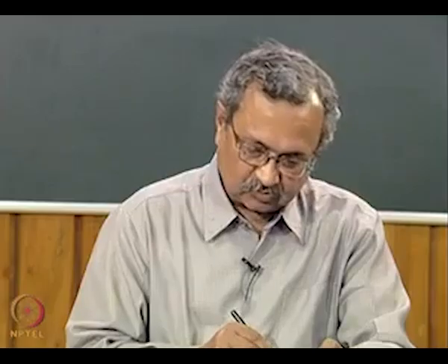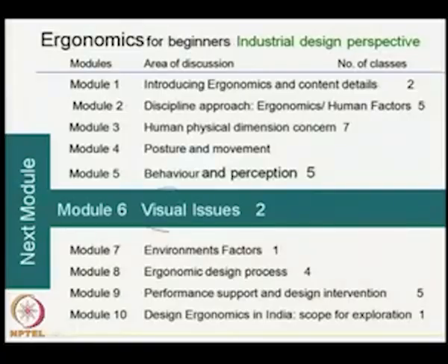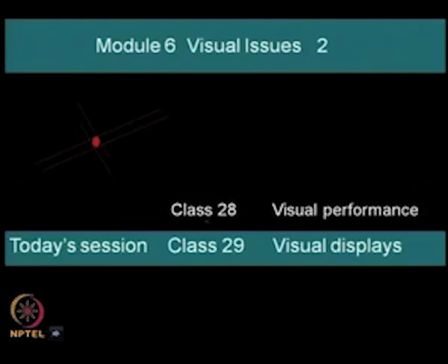So, welcome to this 29th session of Ergonomics for Beginners: Industrial Design Perspective. Today's module, visual issues within the two specific classes. Class number 28, last time we discussed some basics of visual performance, and today's session is class number 29, the visual displays and relevant issues.